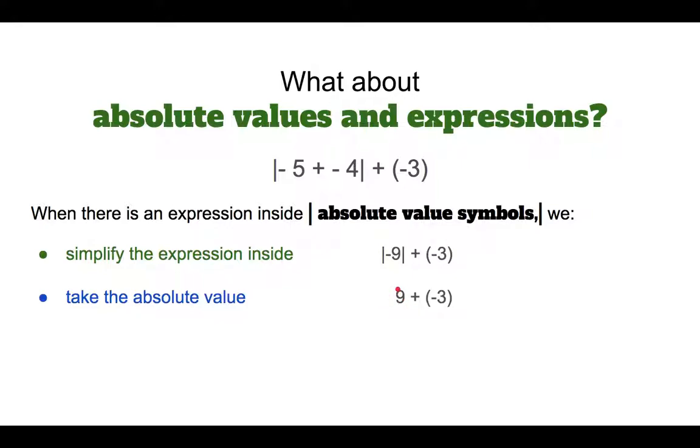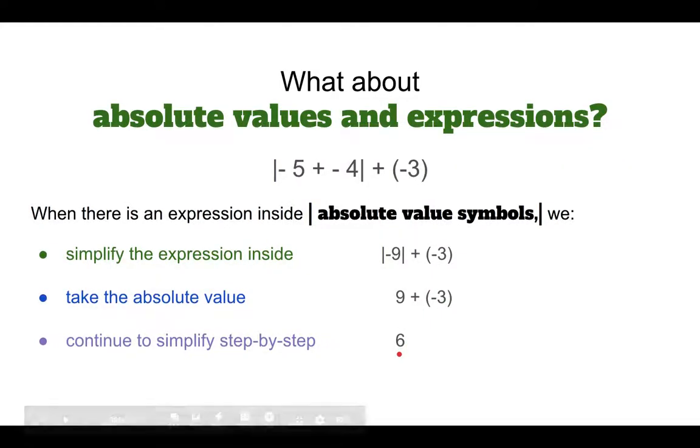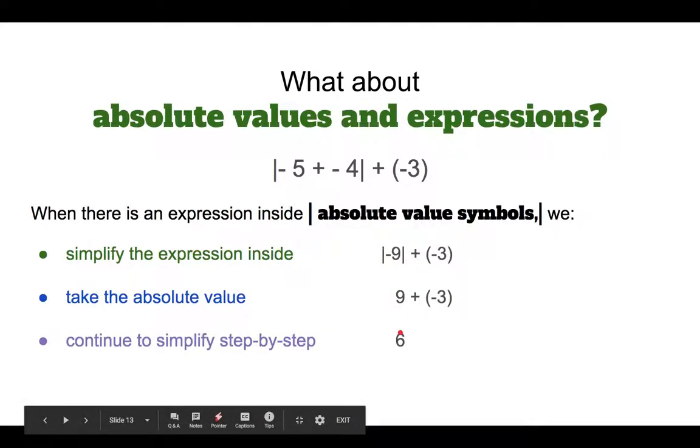So this is positive 9, and then I add negative 3 to that. There's no more absolute value involved. It's just adding a positive and negative integer. So now I continue to simplify by taking 9 plus negative 3. Different signs, because this is positive and negative, so I take the difference between them, that's 6, and I keep the sign of the positive.